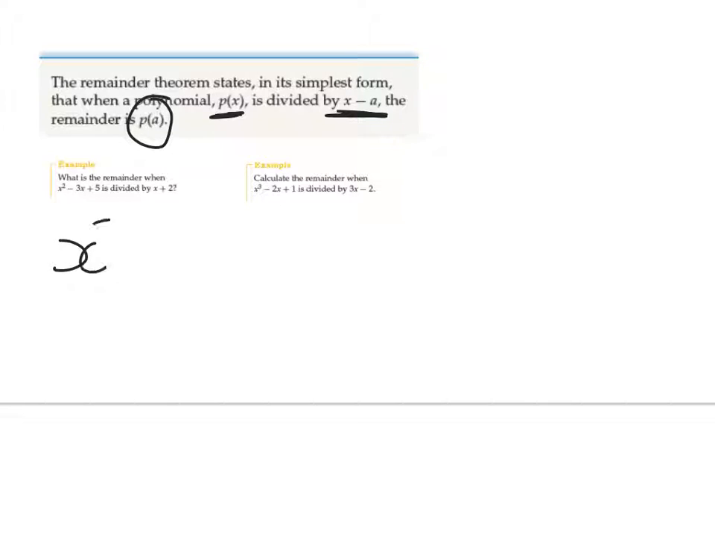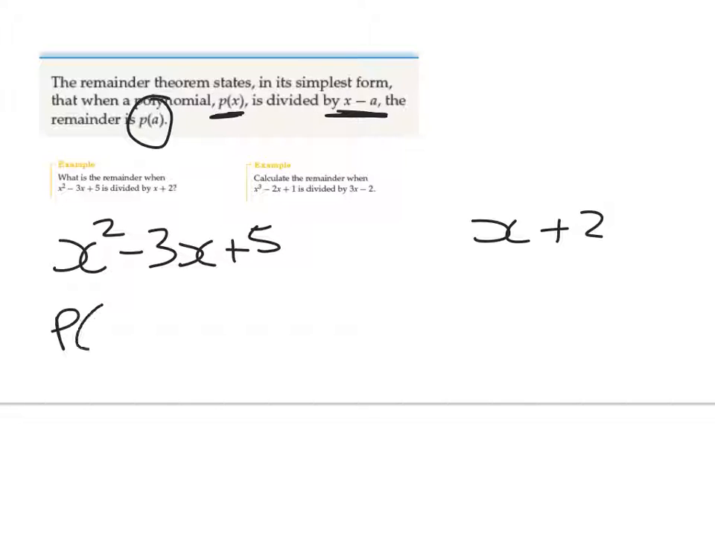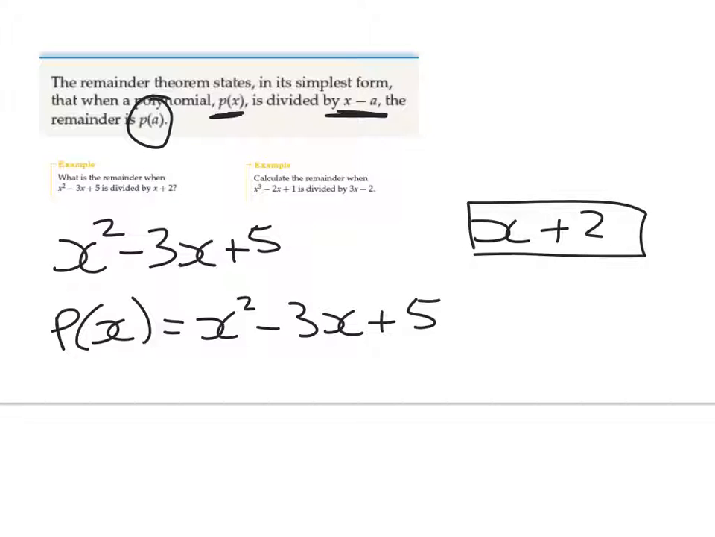Suppose I've got x squared minus 3x plus 5. And I'm asked to divide it by x plus 2, but I want to know what the remainder is. Well, I start off by writing it as p of x is equal to x squared minus 3x plus 5. And I'm dividing by x plus 2. So you can think back to when we were factorising little quadratics.